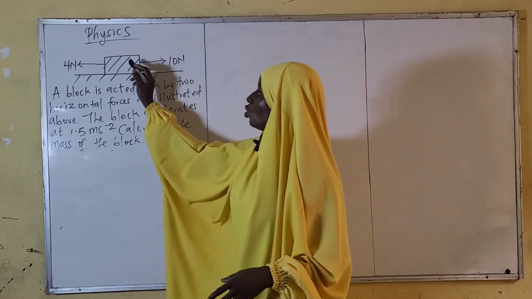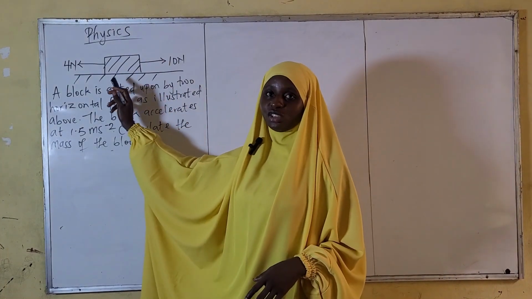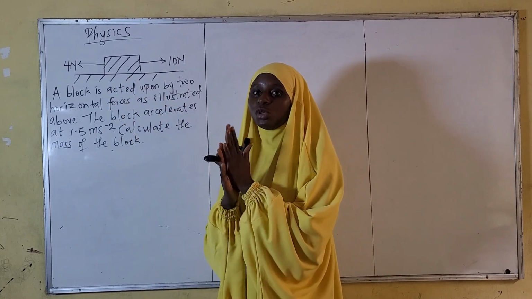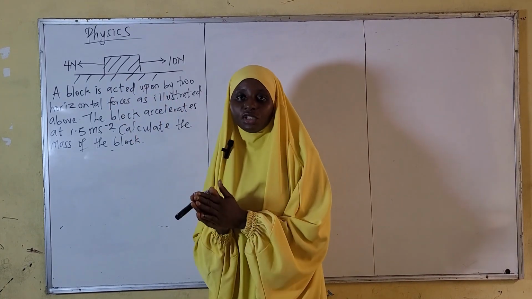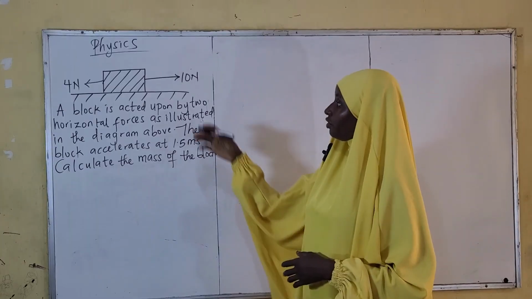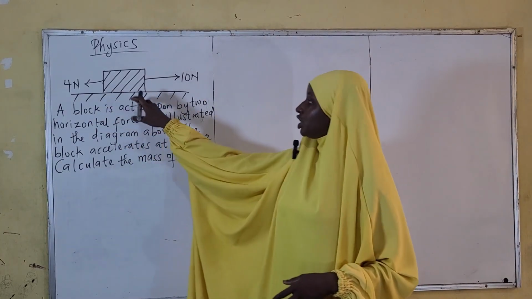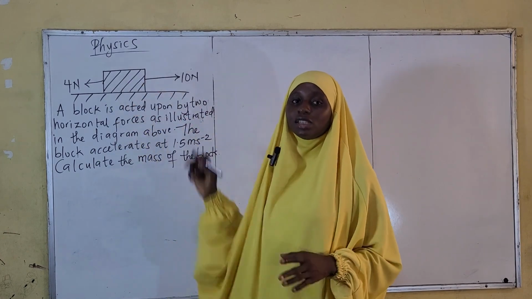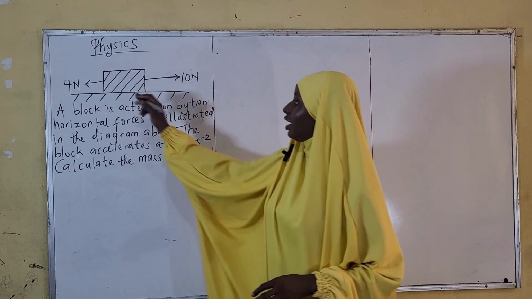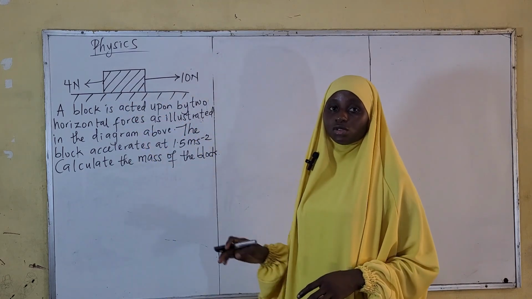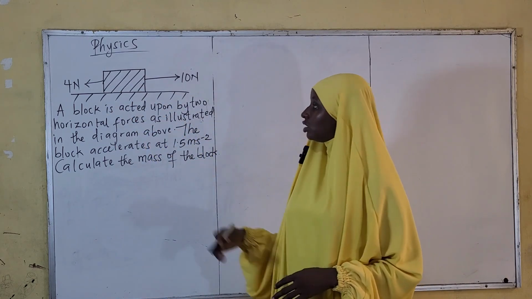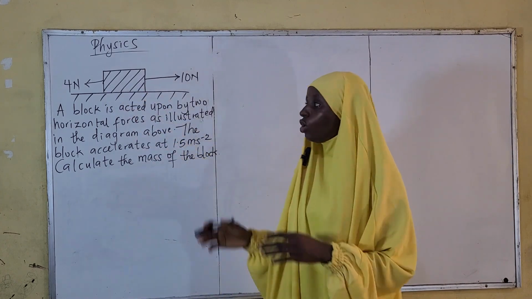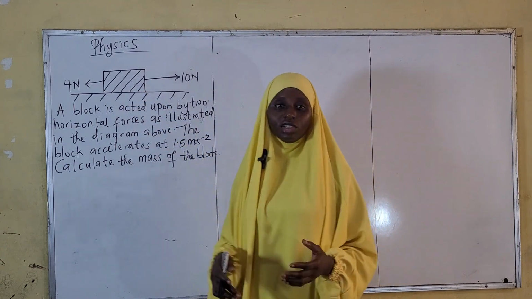Now, once you see two objects or two bodies in contact, then you know that friction must occur. What is friction? We can say that friction is the force which acts at the surface of separation between two bodies in contact, and it also tends to oppose motion of one body over the other.